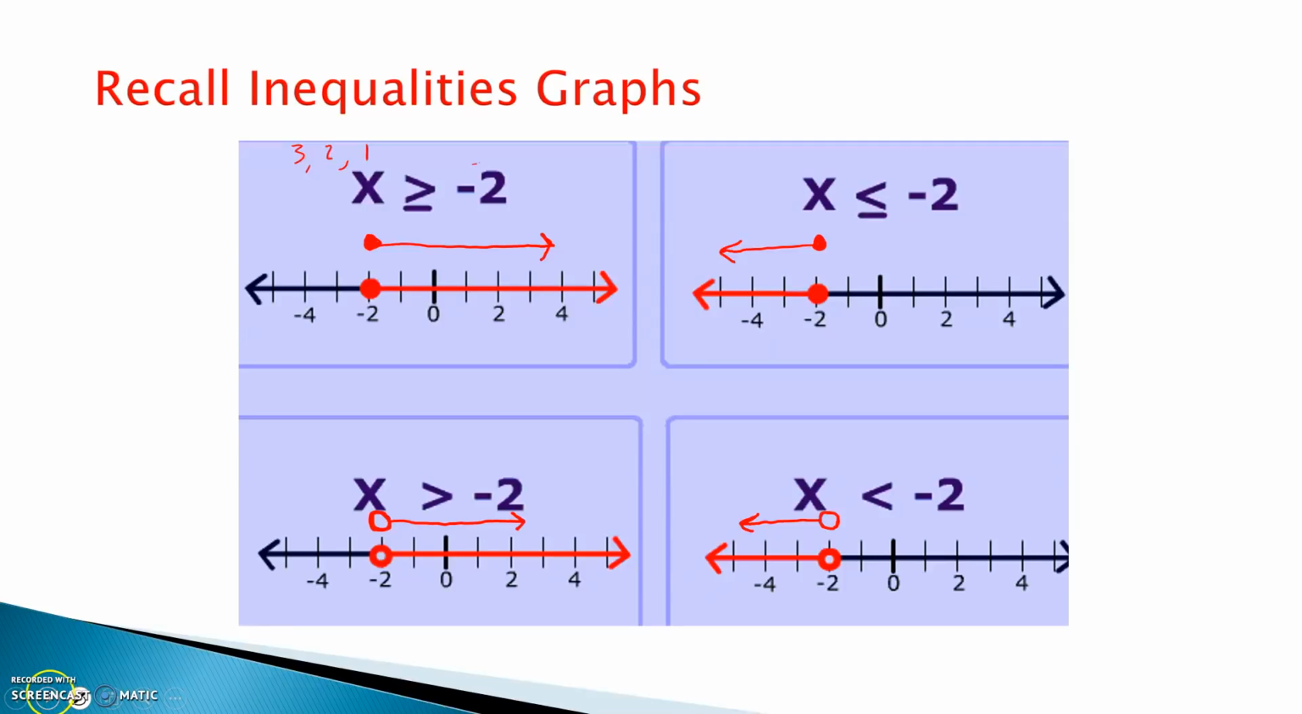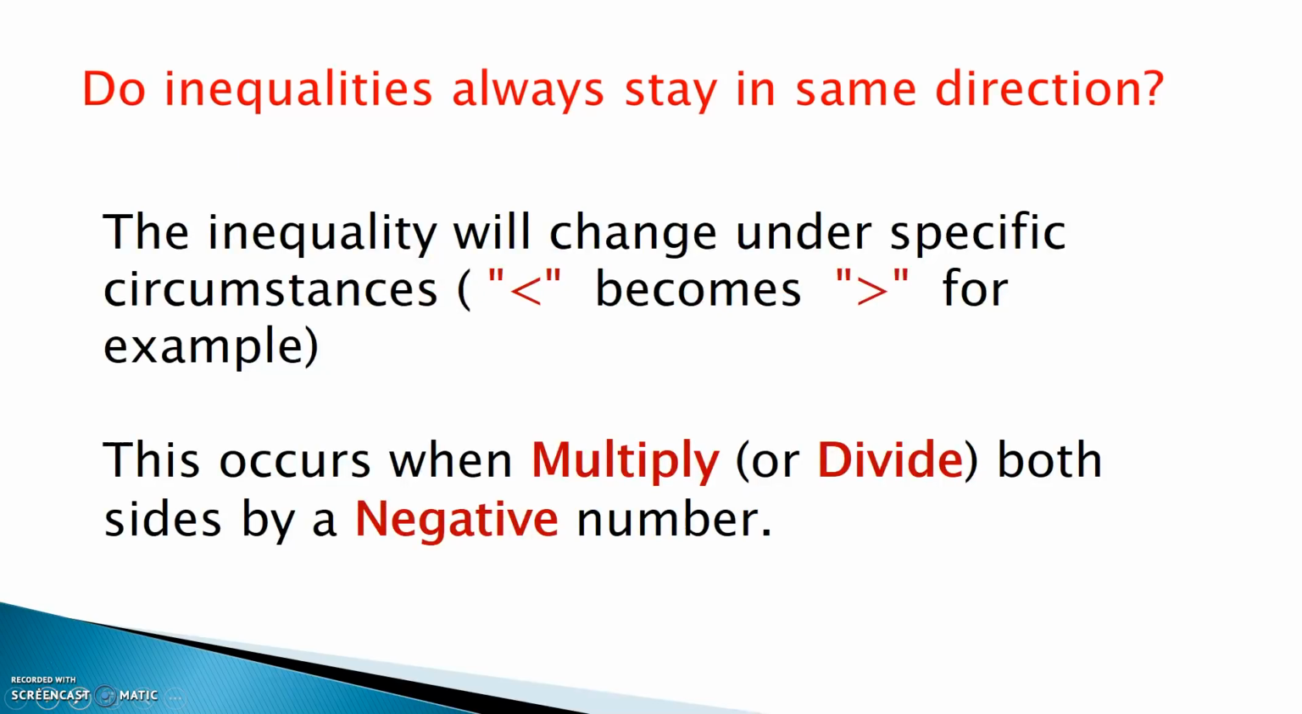All right, guys. So that was the graphing new idea for the week. So here is the new concept, the new thing that we're adding today. Do inequalities always stay in the same direction? In other words, will my less than sign ever become a greater than sign? And yes, this does happen. This occurs when you multiply or divide both sides by a negative number.